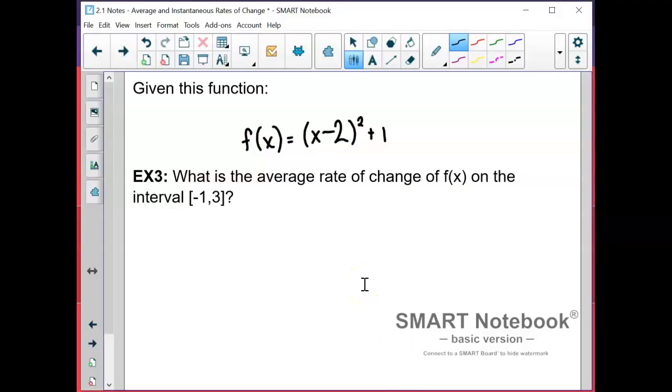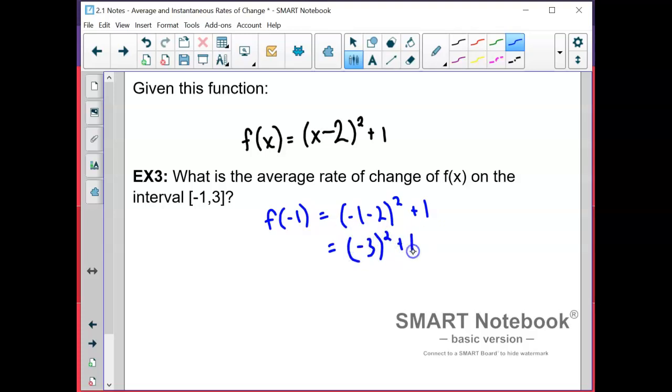So what we need to find first here is the coordinates of those endpoints. If I find f of -1, then at -1 I would have -1 minus 2 squared plus 1, which is -3 squared plus 1. So 9 plus 1 gives us 10 for our f of -1.